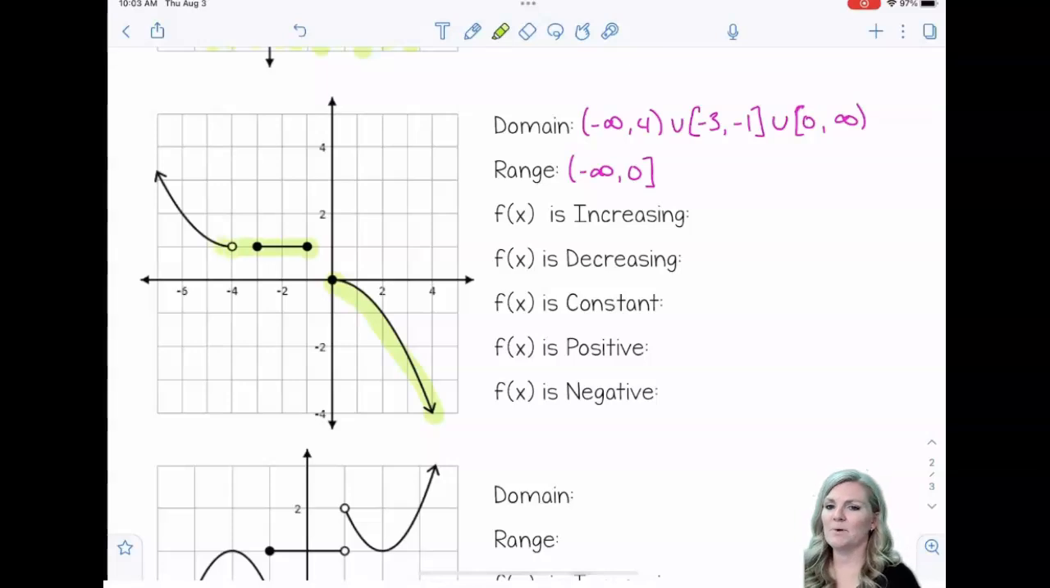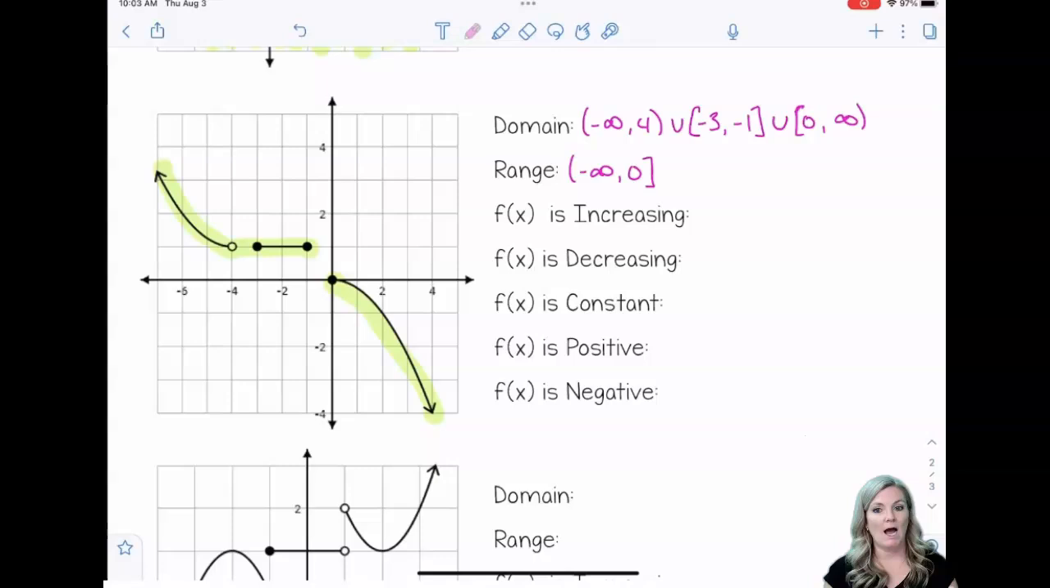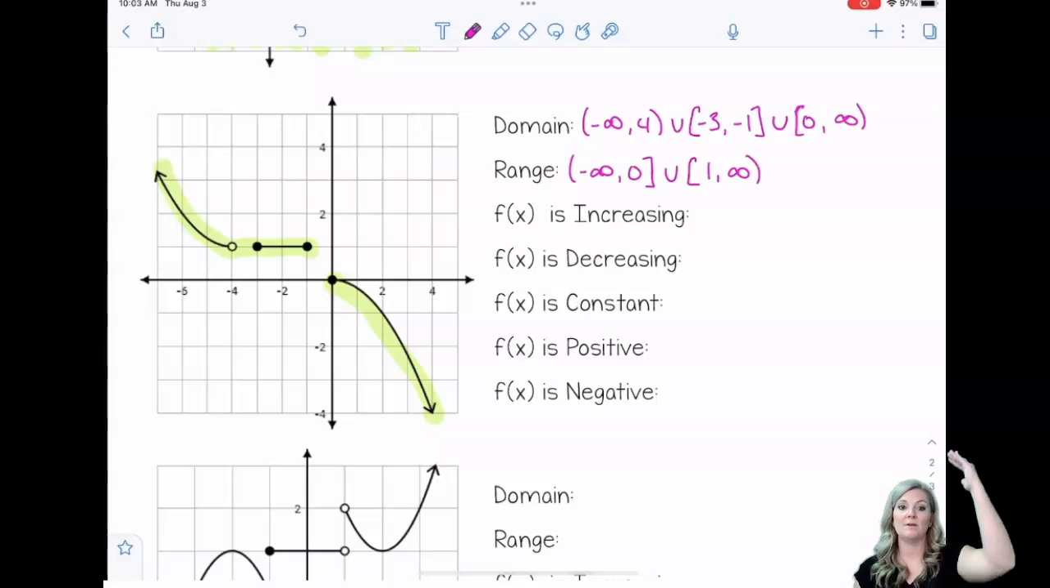Then I'm picking back up at 1, but if you notice, because I'm talking range, I don't stop. I have a closed dot connecting to an open dot, and then it's going up. It doesn't stop. There's no jump vertically right there, not between those two pieces. There's a jump horizontally, but not vertically. So I don't have a separate interval right there between those two. That is just going from 1 to infinity.